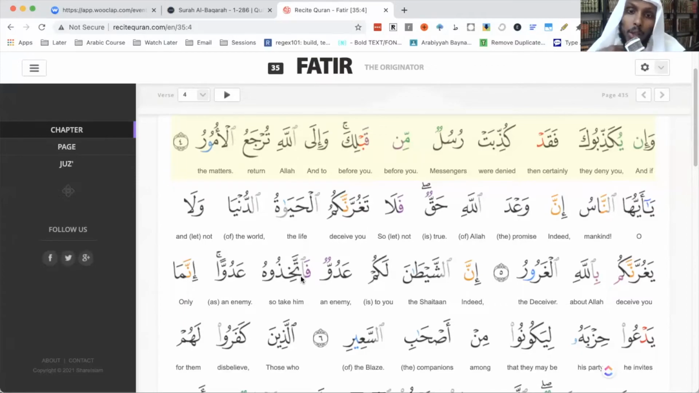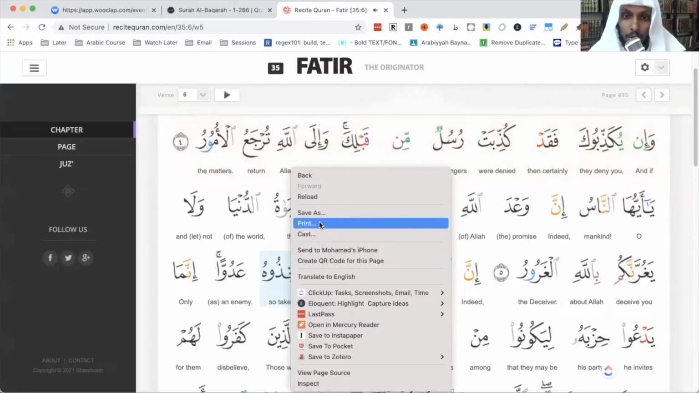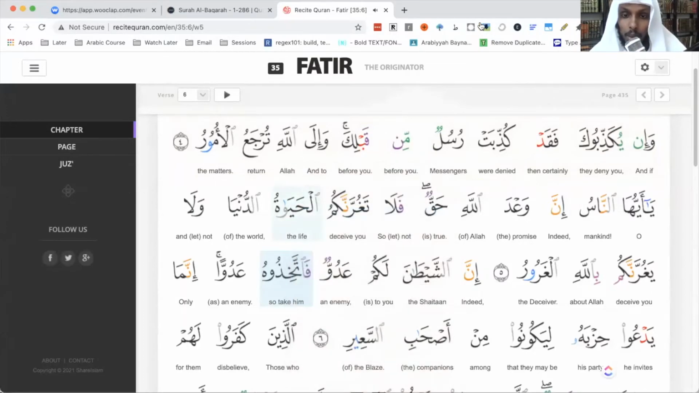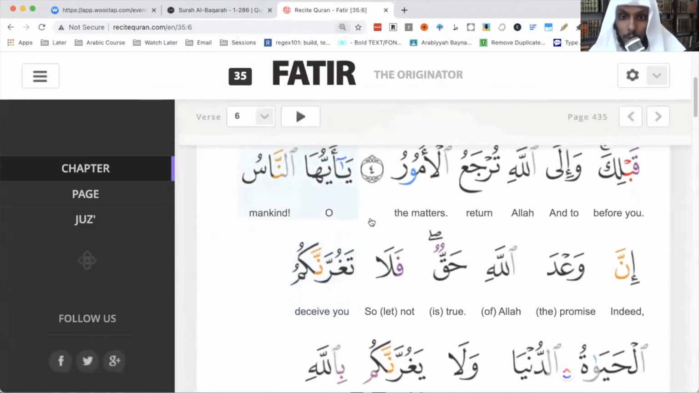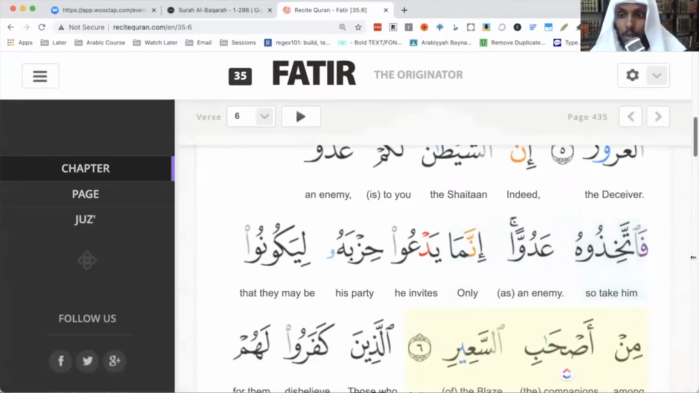And this one is actually quite interesting as well. If we take this word, I'm not sure if I can copy it. Fattakhidhuh. Let's see if we can save the image and make it bigger. No. Okay. I hope you can see it. It seems quite a bit small. But here, this word over here. There's something interesting about this word. Who notices it? Okay, let me type it in Word. So we're going to write this word without the fa.